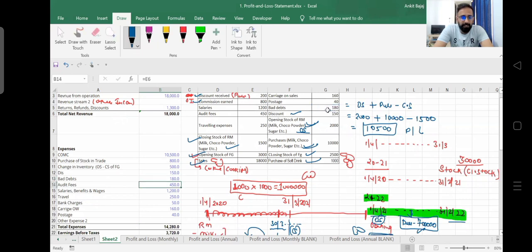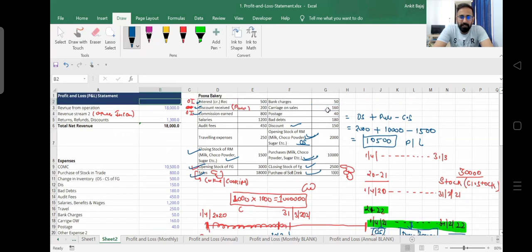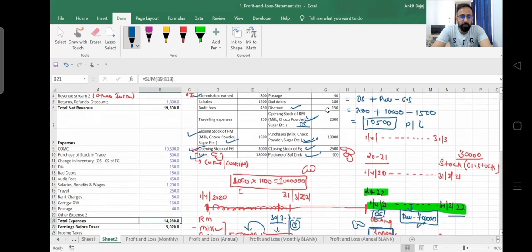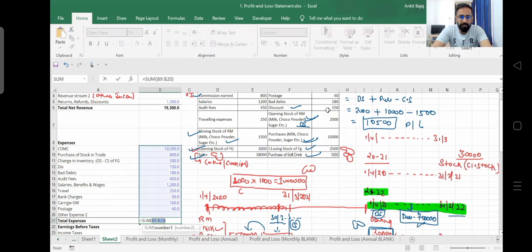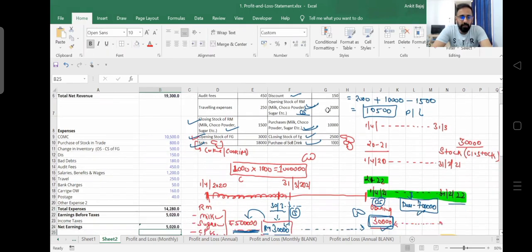So we have covered all the transactions. Now we will find out the total of revenue. The total of revenue is going to be 18,000 plus 1,300. So this is the total of revenue. And if I ask you to find out the total of expenses, I will apply a formula and include all these expenses. So this is the total of expenses.